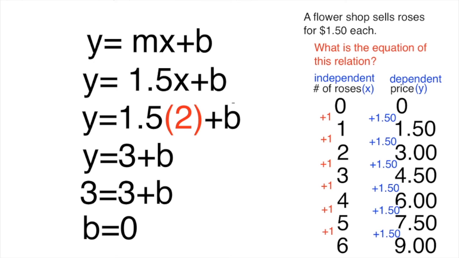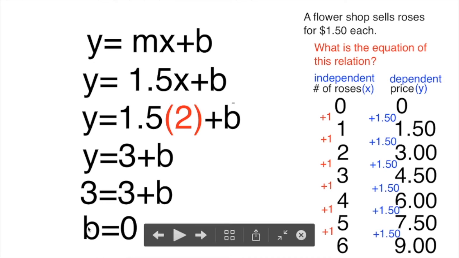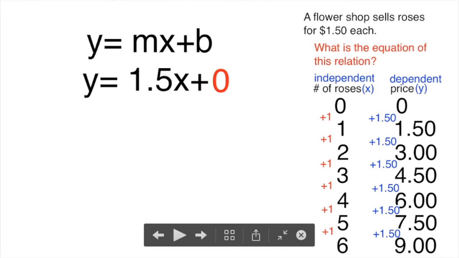So b equals 0. All right, so now that I have the answer for b, I can replace it up here in this equation. y equals 1.5x plus b means 1.5x plus 0. And there's my equation. Well, anything plus 0 is itself, so that just becomes y equals 1.5x.